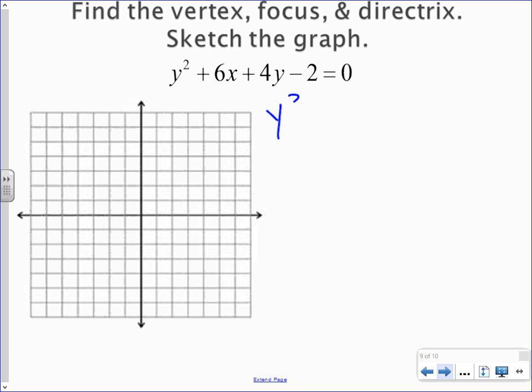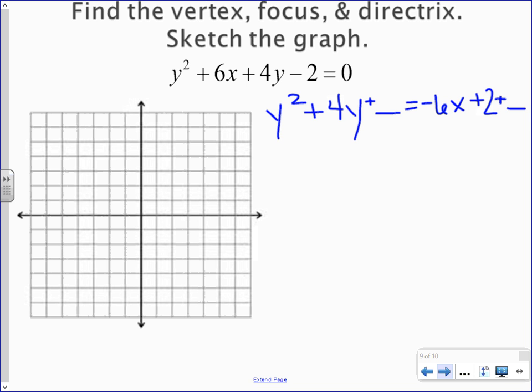So I'm going to keep y squared and 4y together, and then I'm going to move 6x and 2 to the other side. I kind of ran out of room. Now, why did I move that 2 over? We don't want anything added or subtracted to our completing the square. We just want that nice binomial squared. So everything else gets thrown to the other side. This is nice.